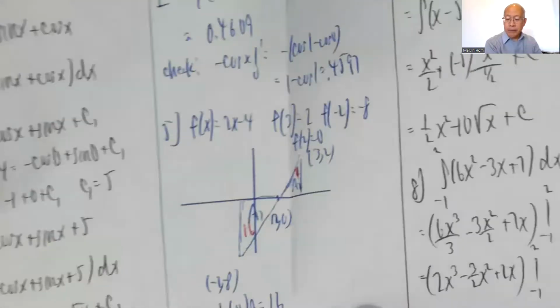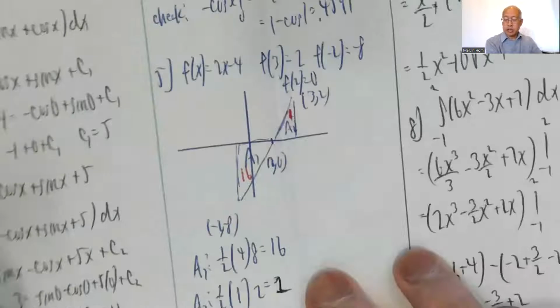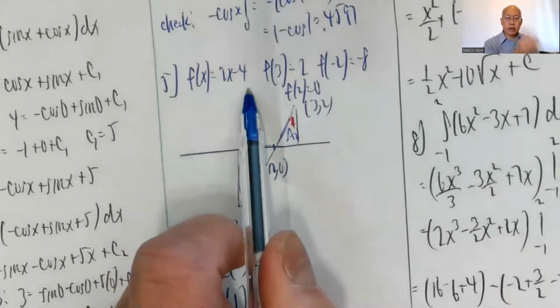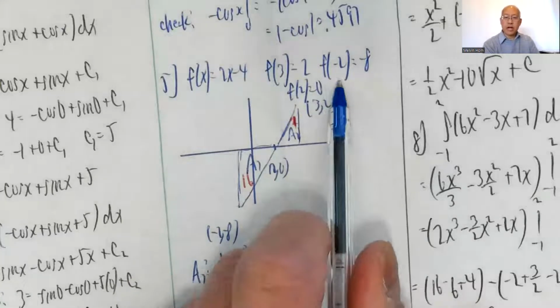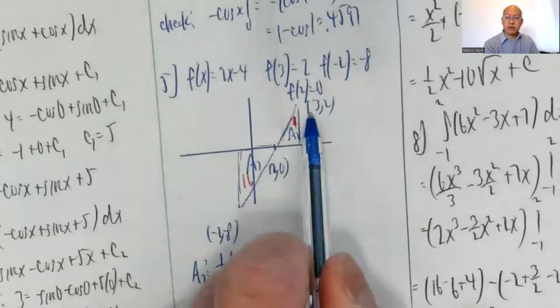Number 5, use geometry, not anti-differentiation, although I am going to use anti-differentiation to double check. Okay, so f of x is 2x minus 4. It's linear. We're asked to go from negative 2 to 3. So I plug in negative 2, I get negative 8. So negative 2, negative 8. Plug in 3, I get 2.